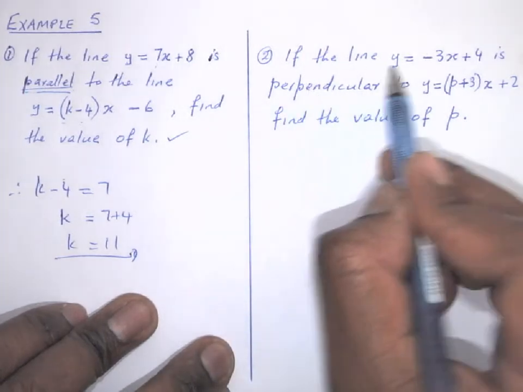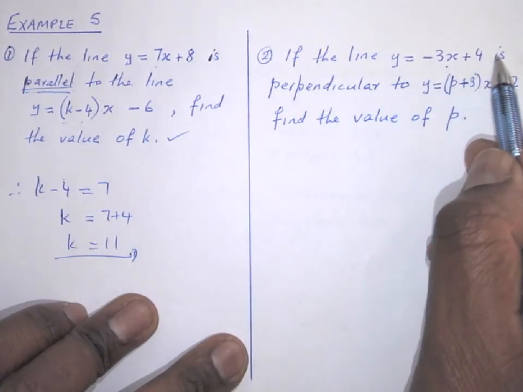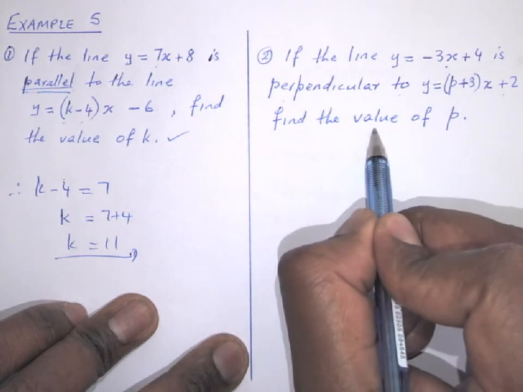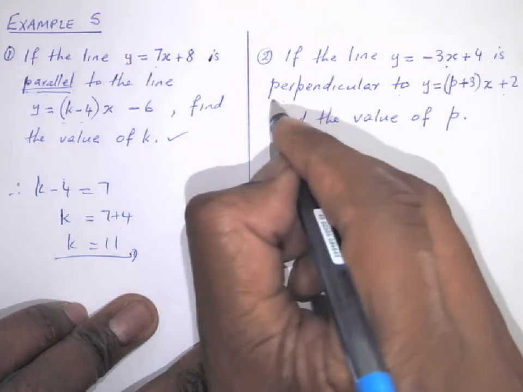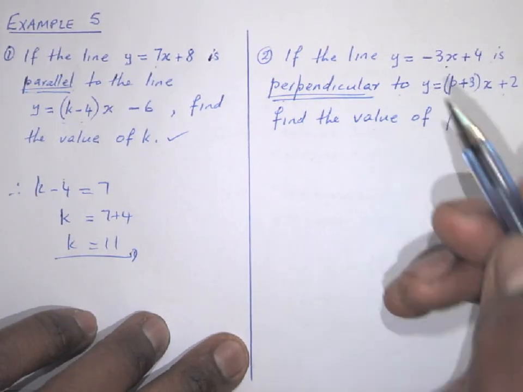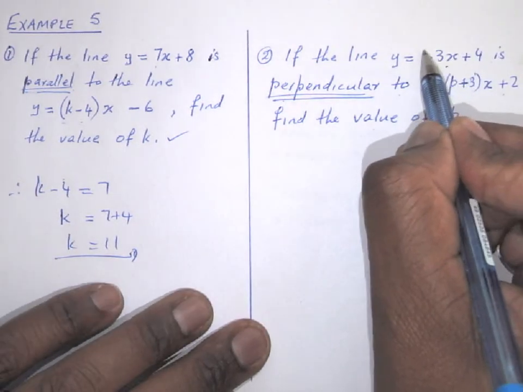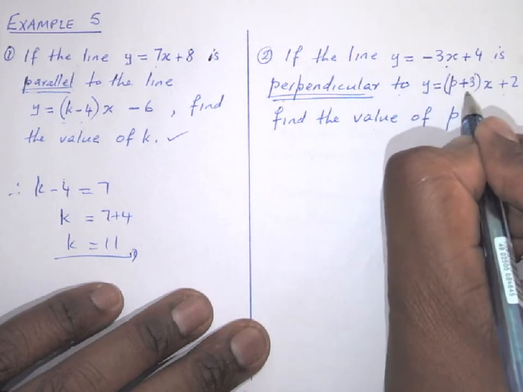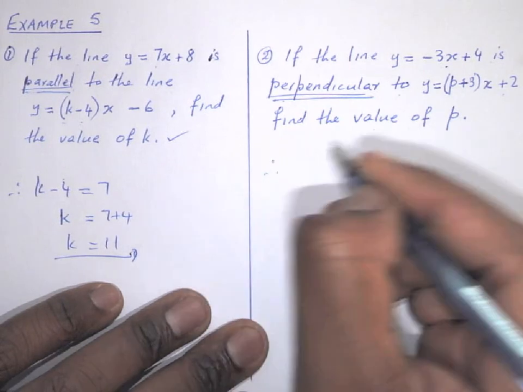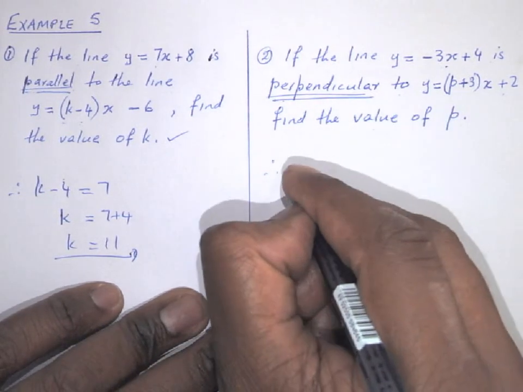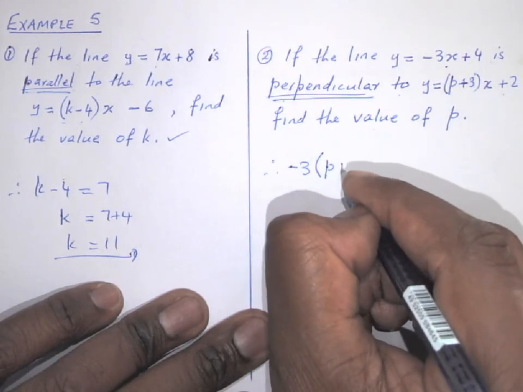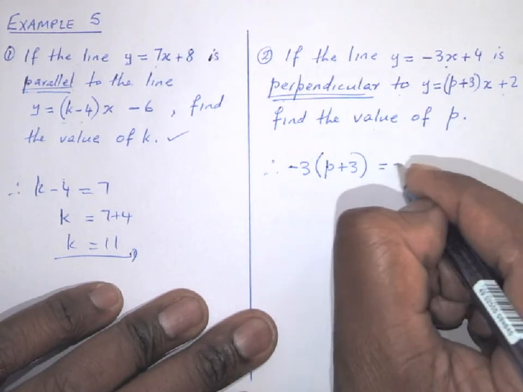They say if the line with gradient minus 3 is perpendicular to this one here, find the value of p. Now if the lines are perpendicular, we said the product of their gradients is minus 1, meaning if I take this gradient and multiply it with this gradient, the answer will be minus 1. So the minus 3, multiplied with this one, which is p plus 3, will be equal to minus 1.